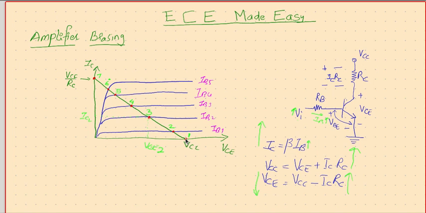Say we are here, and if we try to increase the input voltage, then base current tries to increase, but because this is in the cutoff region, no current will be flowing. So till point 2 is reached, no current will be flowing in the base, and hence base current will be zero. Therefore collector current also will be zero.